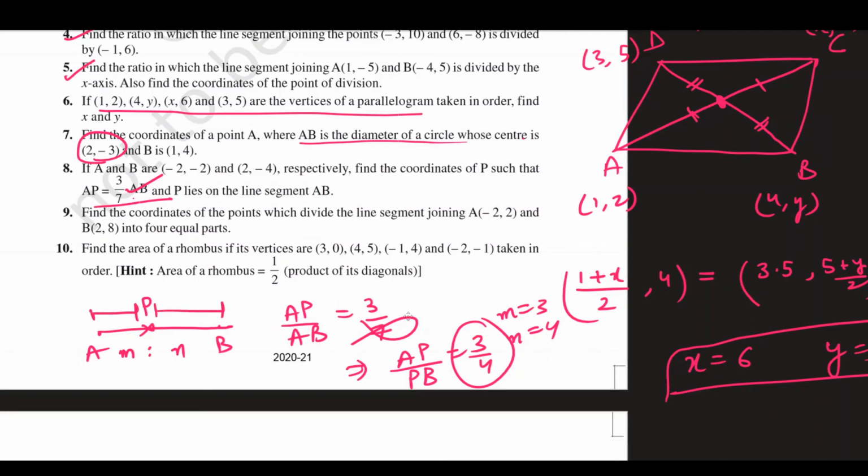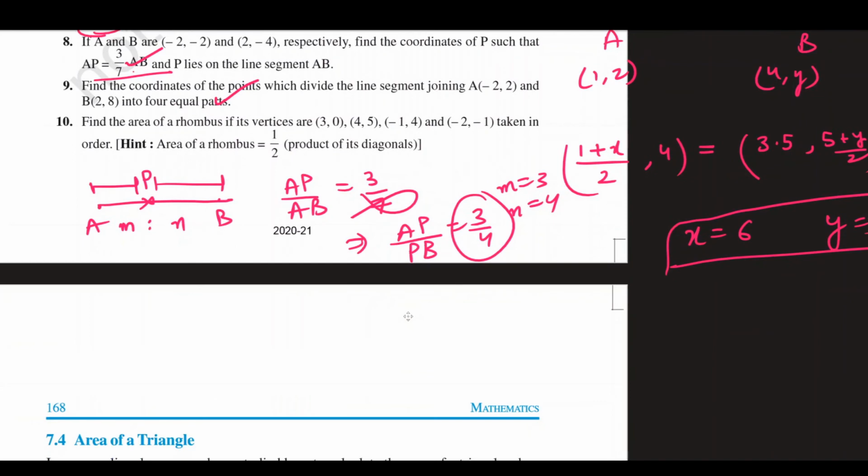So the next question is find the coordinates which divide the segment into 4 equal parts. That is also an easy question. You can do this like A, B, and you have 4 equal parts. So 1 cut, 2 cut, and 3 cut. So this must be the midpoint. Its coordinate can be written as the midpoint of A and B, this point's coordinate can be written as the midpoint of A and P, and this point's coordinate can be written as the midpoint of P and B.